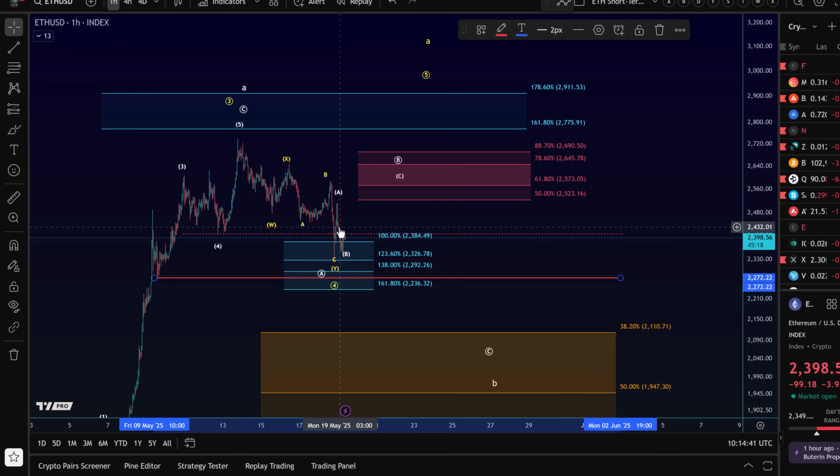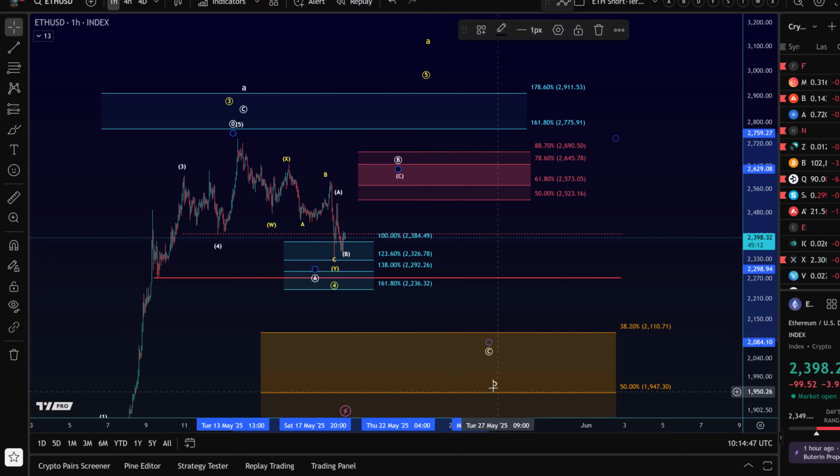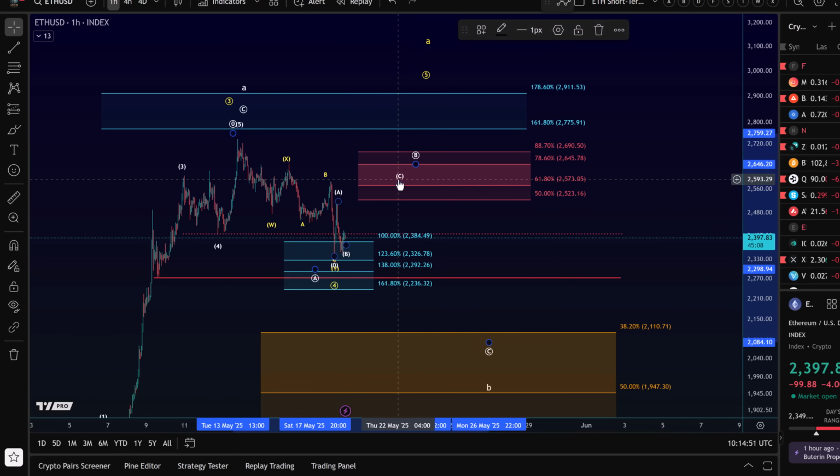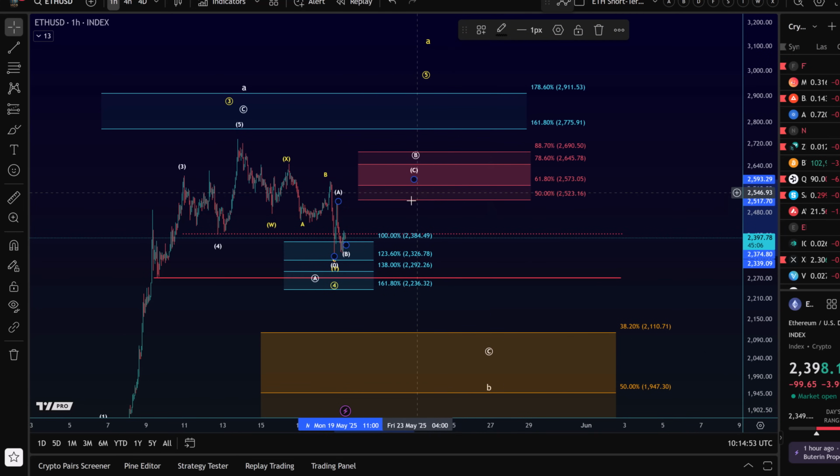But we have, in my view, a 3-wave move down, and this could be wave A of the B-wave pullback. So a B-wave bounce, that's the corrective wave in the correction, is kind of due and can happen at any point. So I've added a standard resistance area for this. It's between $2,523 and $2,690. And when the market gets into this region, pay close attention to potential rejection.